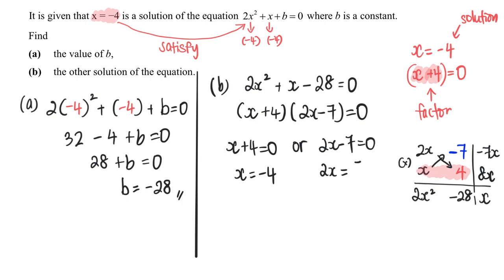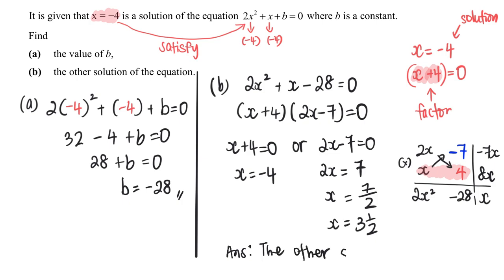And therefore, this will be 7. x will be equal to 7 over 2, which is 3.5. And so, since we already know x equals -4 is one of the solutions, the other solution is x equals 3.5.